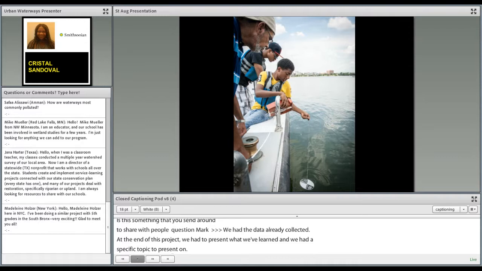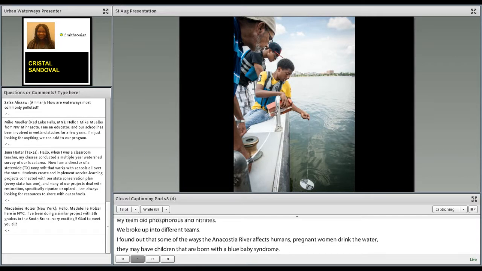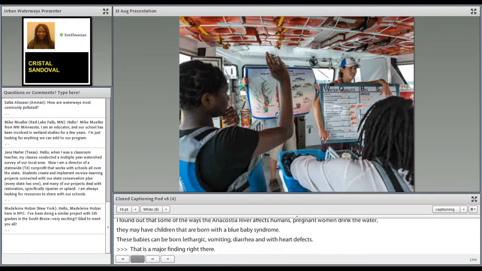So I found out that some of the ways that the Anacostia River affects humans is that pregnant women that drink the water might have children that are born with blue baby syndrome. And these babies can be born lethargic, with vomiting, diarrhea, and heart defects. Wow, that's a major finding right there. Yeah, because pollution doesn't just affect the Anacostia River; it affects humans as well.